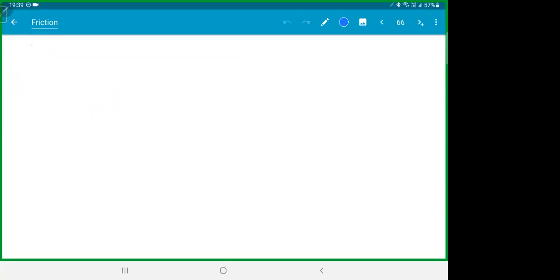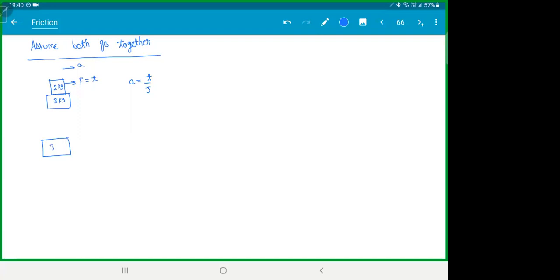Start with an assumption. Assume they go together. So remember this: the moment you see 2 or 3 blocks, start with this assumption. F is equal to T, and for the 2 kg and 3 kg blocks we get acceleration equal to T by 5. Choose any one block. I'll choose the 3 kg block, but you can choose any one. Friction on the 3 kg will be forward. This is responsible for making it move. F is equal to 3a, that would be 3T by 5.